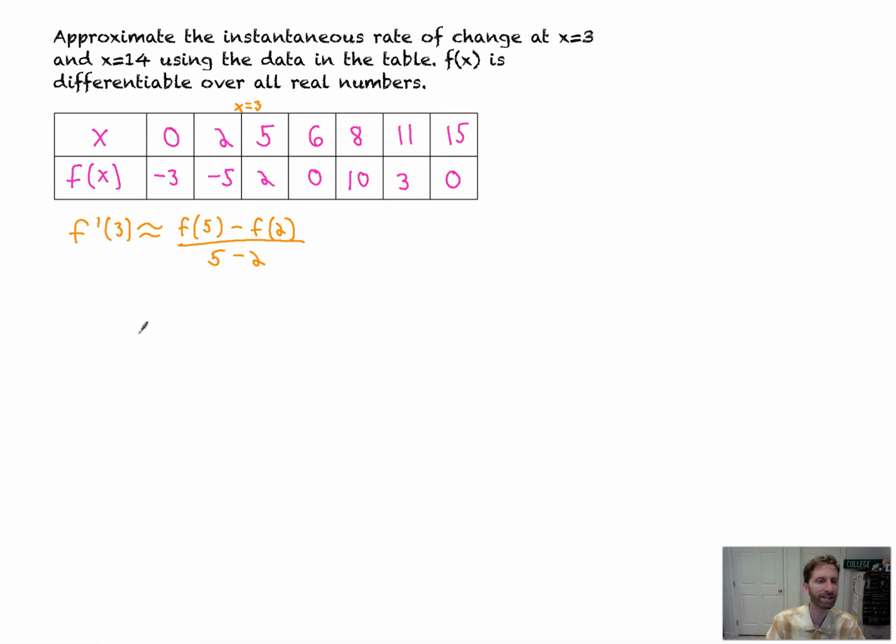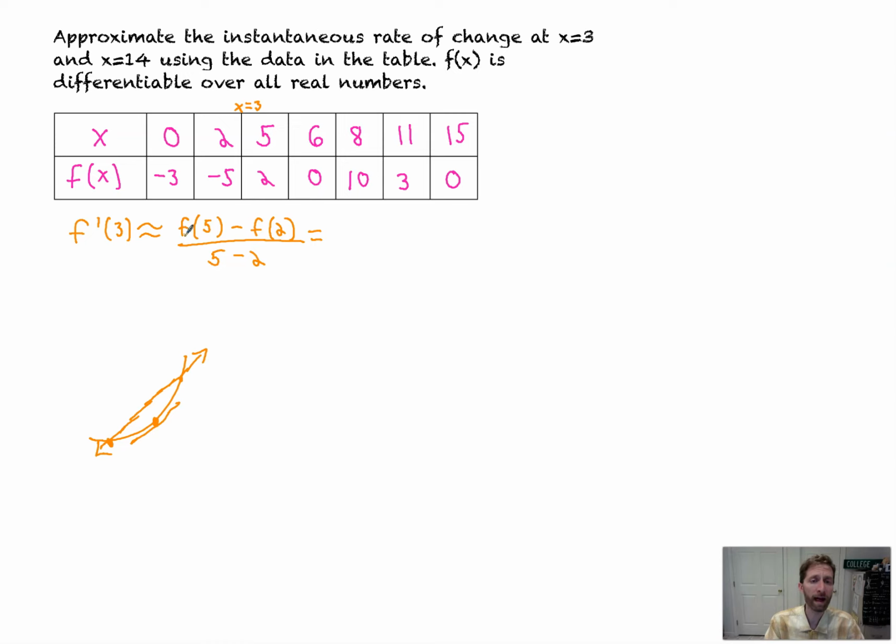So what you're saying is, let's say that the curve looks something like this. I don't know what the curve looks like, by the way. But you're at the point 2, negative 5, and then you're at the point 5, 2. What you're finding is the slope of this secant line to approximate the tangent line slope. And is it the same exact slope? No, not necessarily. Most likely not. But that average rate of change slope is going to give us a good approximation of the instantaneous rate of change.